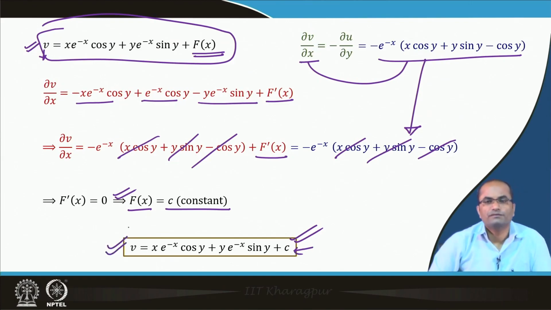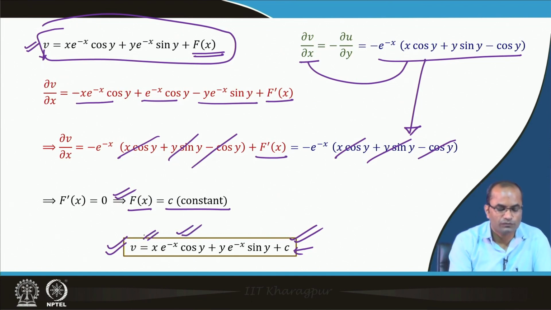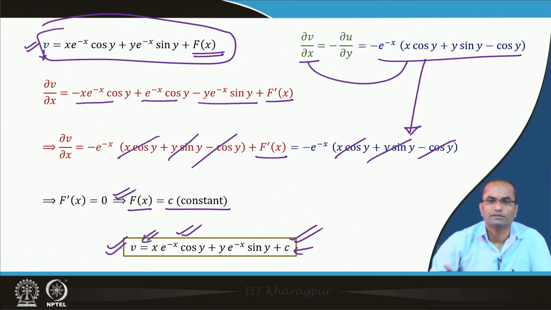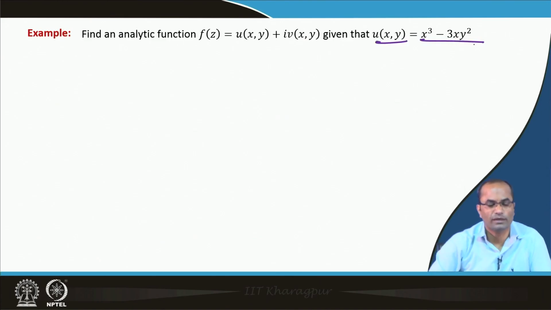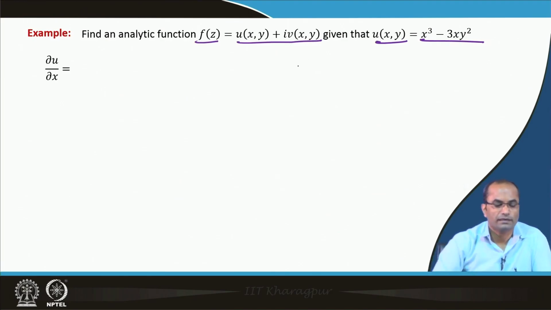So, for given u, first we have checked that this given u is a harmonic function, and then, using the CR equations, we are able to find this v such that this u plus i v will become an analytic function. Okay. So, another example where u is given as x cube minus 3 x y square, and we want to find this analytic function f z such that u plus i v will become the analytic function. The same process we will follow.